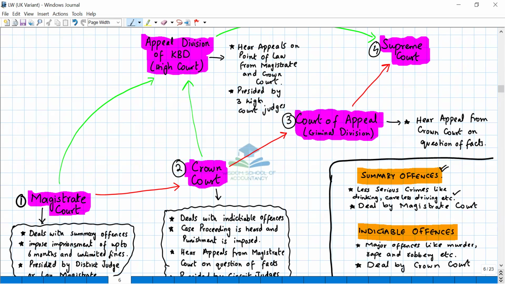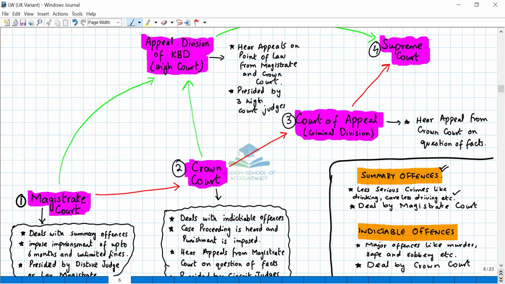So these are the ones that can be heard by the appeal division of the King's Bench Division. The appeal on point of law. On point of law means that you feel that the law applied is not the right law that was applied in making your decision. For example, if you have kept some offensive weapons like a gun in your house, and the police caught you having a gun or weapons, and you did not have any license, and they charge you under the terrorism law.